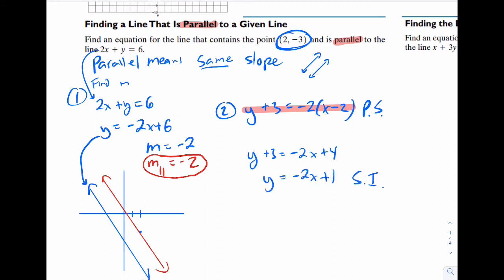That's your slope-intercept form. And standard form, let's just manipulate that. That's just 2x plus y minus 1 equals 0. That's your standard form.